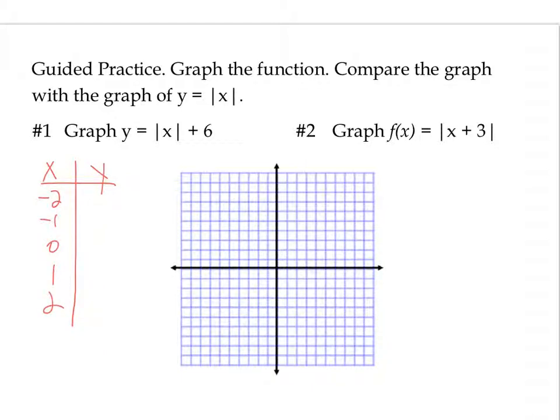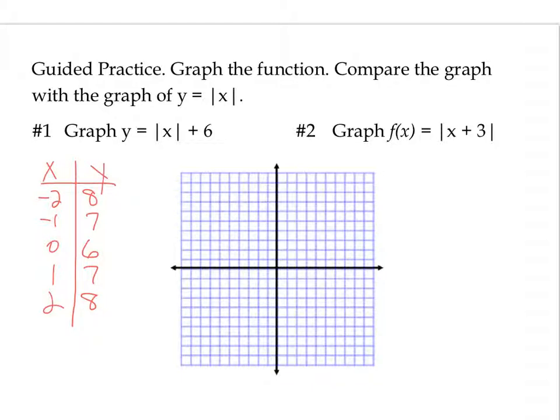When we plug in negative 2 for x, the absolute value is 2, plus 6 would be 8. When we plug in negative 1 for x, we get the absolute value of negative 1 would be 1, plus 6 would be 7. When we plug a 0 in, we get a y value of 6. When you plug in 1, the absolute value of 1 is still 1, plus 6 would be 7. And when you plug in 2, you'll get a y value of 8.